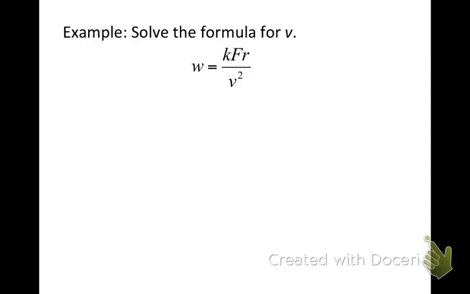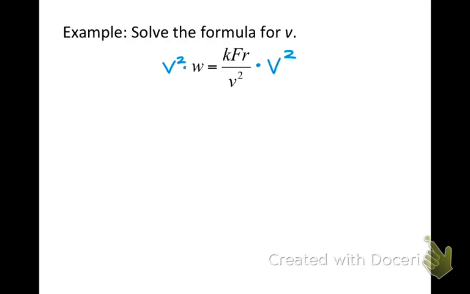I've got W equals K, capital F R, all over V squared. Of course, we've got to solve for V squared, which is the one that has the squared exponent. So, what would be your first move? I like that idea. Let's multiply by V squared on both sides. Is that what you said? Yeah, V squared makes more sense.